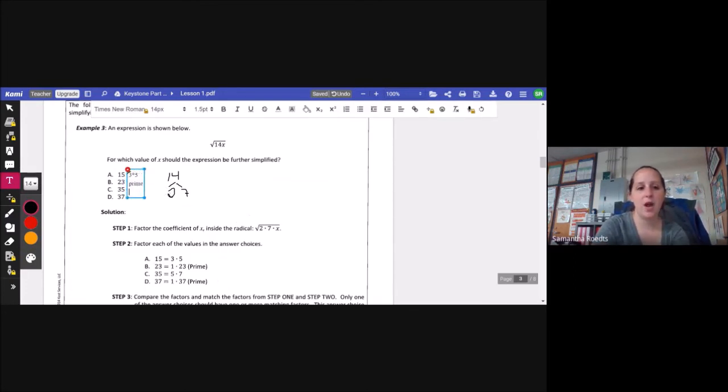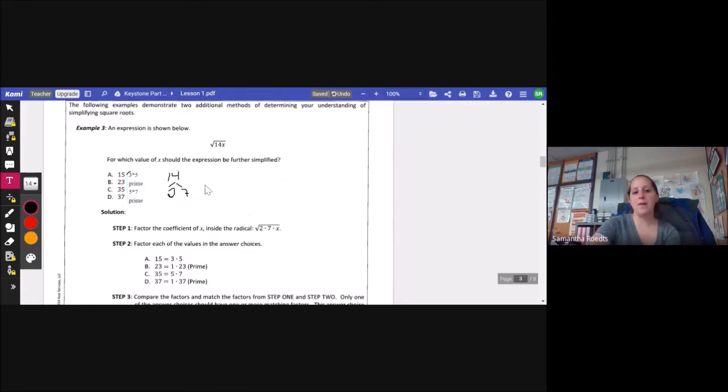23 is prime. 35 is 5 times 7, and 37 is also prime. Okay? So that means 35 would have to be my x value, because if I do times 35, this breaks down into 5 times 7, and then I have a 7 in common, which can come out. So C is going to be my answer.